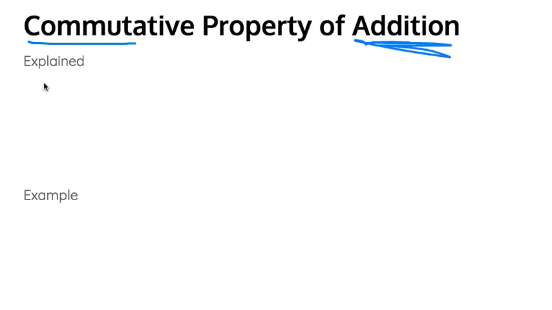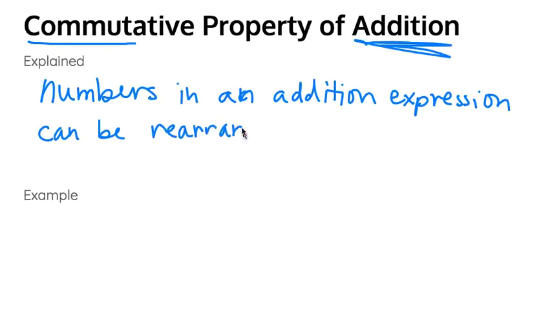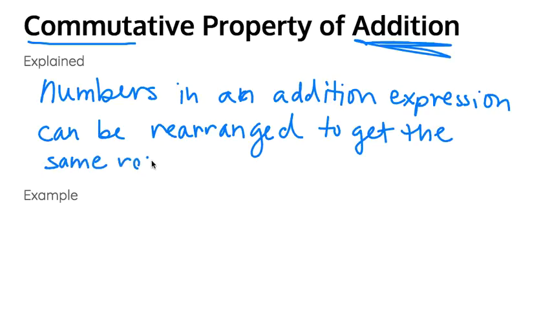So, numbers in an addition expression can be rearranged to get the same result. So this is where the numbers actually move. But remember, we've got to have all addition for the commutative property to work.